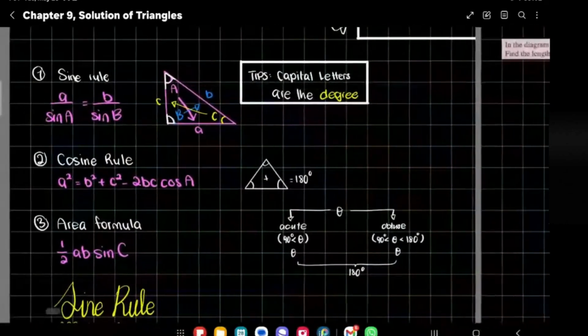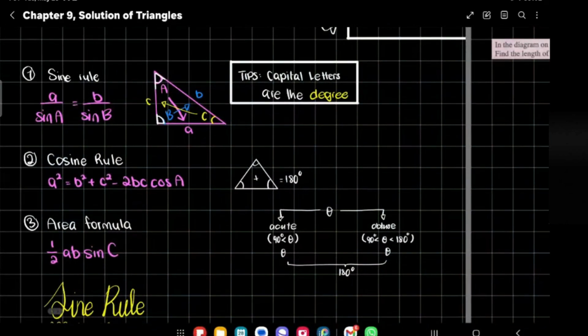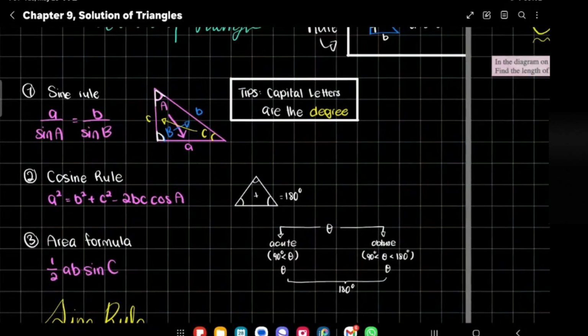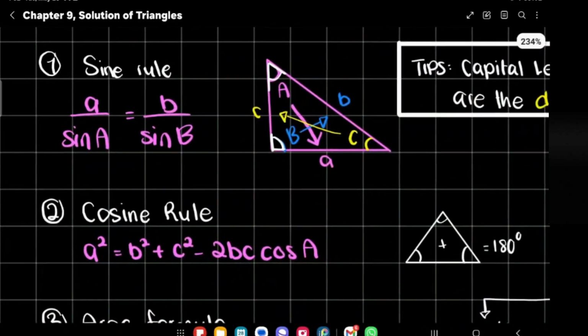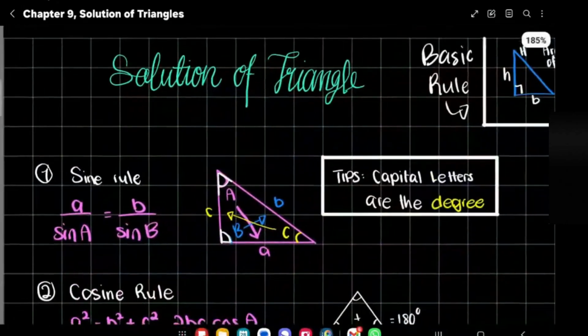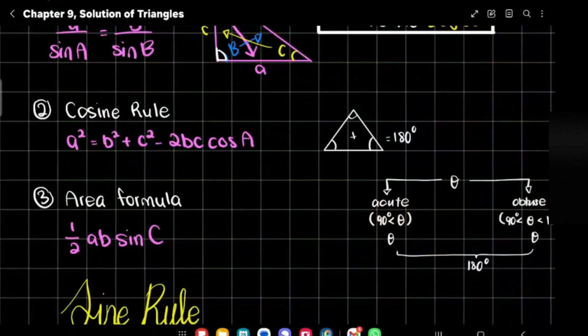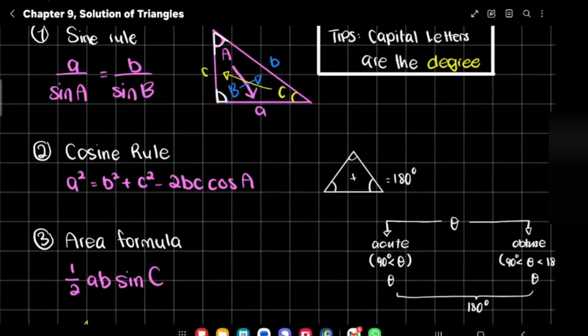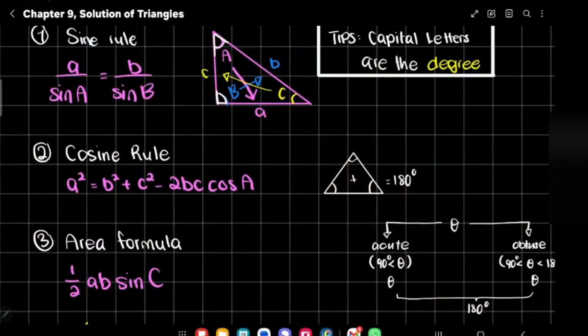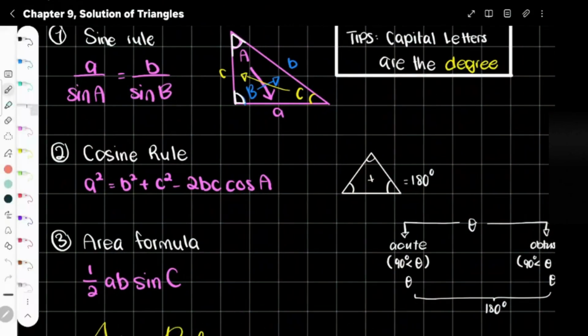There are three main rules that you have to know, no, two rules, right? And then one formula that you have to know. So first of all, you have to know the sine rule, which is a over sine A equal to b over sine B, right? In solution triangle there are two rules that you have to know, and the last one is the area formula. The area formula is simple, right? It's very simple. The cosine rule is also very simple, and the sine rule is also very simple.